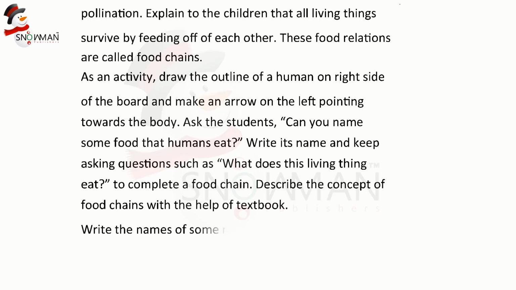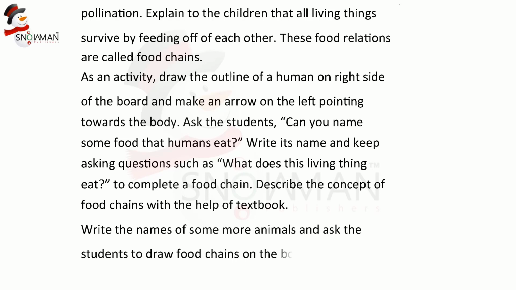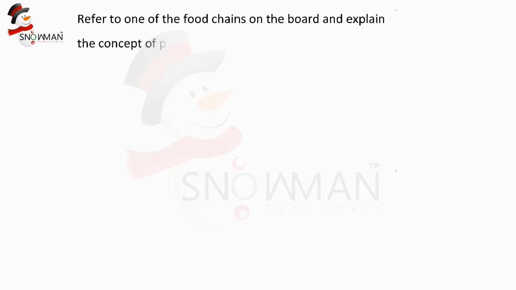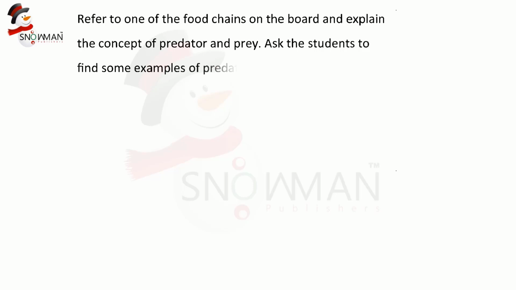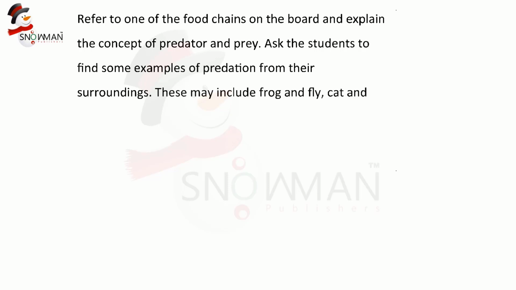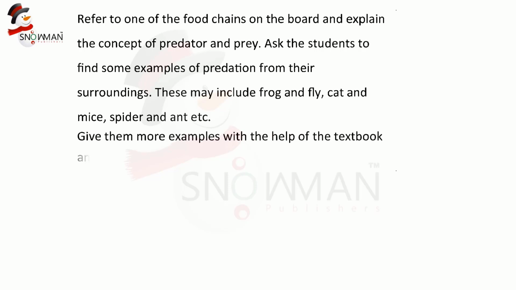Write the names of some more animals and ask the students to draw food chains on the board and in their notebooks. Refer to one of the food chains on the board and explain the concept of predator and prey. Ask the students to find some examples of predation from their surroundings. These may include frog and fly, cat and mice, spider and ant, etc. Give them more examples with the help of the textbook and discuss predation in detail.